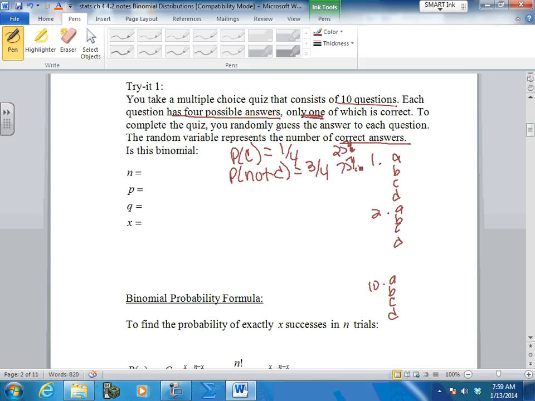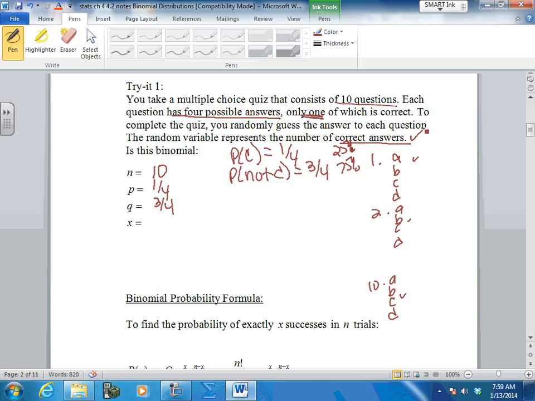So is that going to change with each question? What changes is which one is right. I can have A the first time, B the second time, C this last time, but it's still 1 out of 4, 1 out of 4, 1 out of 4. How many questions am I doing this for? 10. That's my N, my probability of success, my probability of failure, and X represents the number of correct.